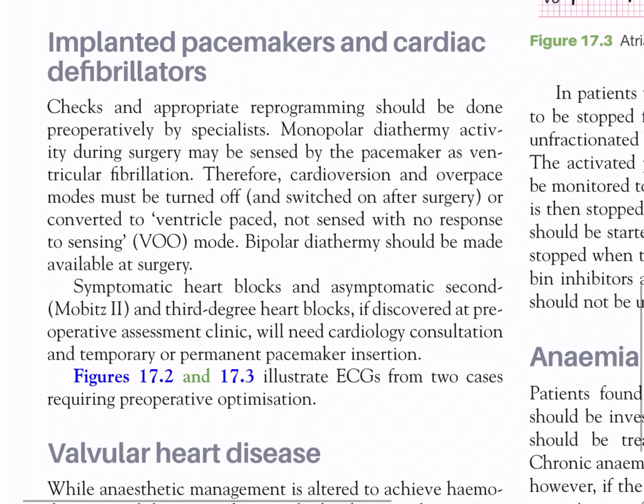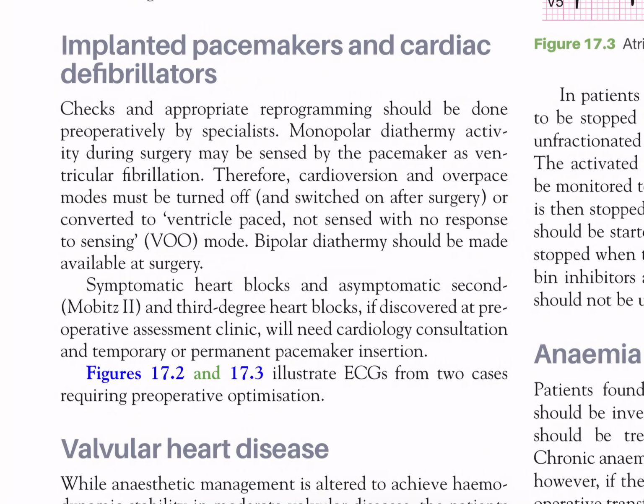Implanted pacemakers and cardiac defibrillators. Checks and appropriate reprogramming should be done preoperatively by specialists. Monopolar diathermy activity during surgery may be sensed by the pacemakers as ventricular fibrillation. Before cardioversion, overpace modes must be turned off and switched on after surgery, converted to ventricle paced, not sensed, with no response to sensing, VOO mode. Bipolar diathermy should be made available at surgery.